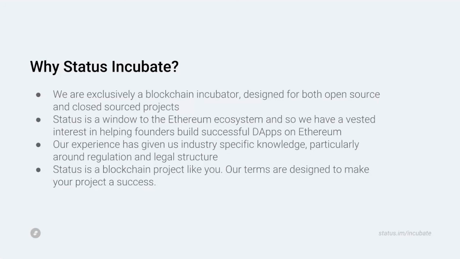And lastly, Status is a blockchain project like you. Our terms are designed to make your project a success. That means that basically the way that we've structured the incubator and the terms that we have, whether it's the funding amounts or the equity that we would ask for, they're really, really favorable, and they're terms that are better than what other incubators or potential VCs may be offering, purely because our interest is not to make money. Our interest is really to help to build this ecosystem. And that's going to be a recurring theme of this presentation, because that's essentially what Status wants to do and why Status is doing it.